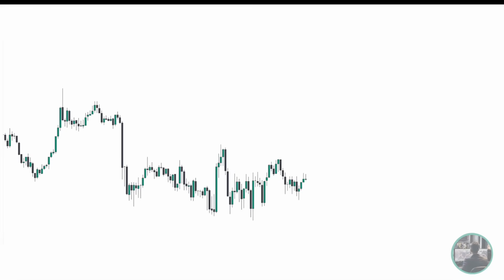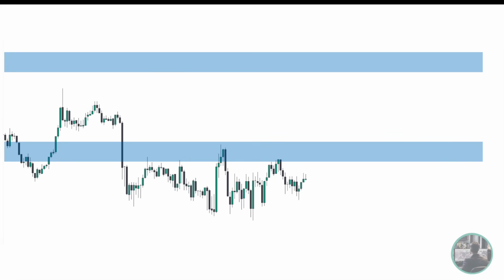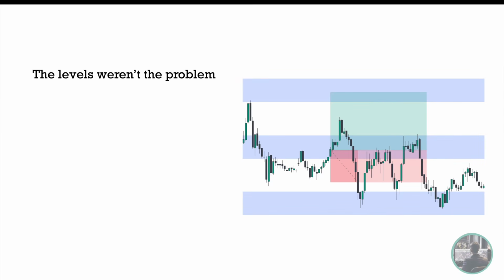For a long time, I'd mark my supply and demand levels perfectly, then watch the price hit them with unbelievable accuracy the next morning. And then I'd walk away with a loss, over and over. I could tell you exactly where the price was going, but I couldn't make any money from it. But the levels weren't the problem. My execution at those levels was the problem.